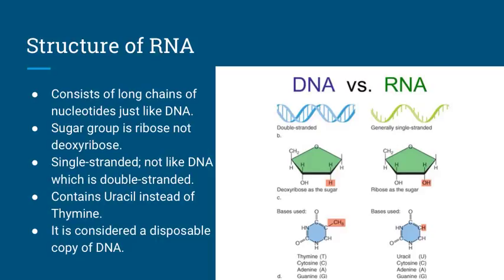One difference, the sugar group is actually ribose, not deoxyribose. So there is oxygen available. And you can see that, which is located right here. So you can see there's the OH group, sugar with oxygen, sugar without oxygen. Yes, I know there's an oxygen here. That doesn't count. But it is single-stranded, not like DNA, which is double-stranded. It does contain uracil, which you can see down here, instead of thymine.